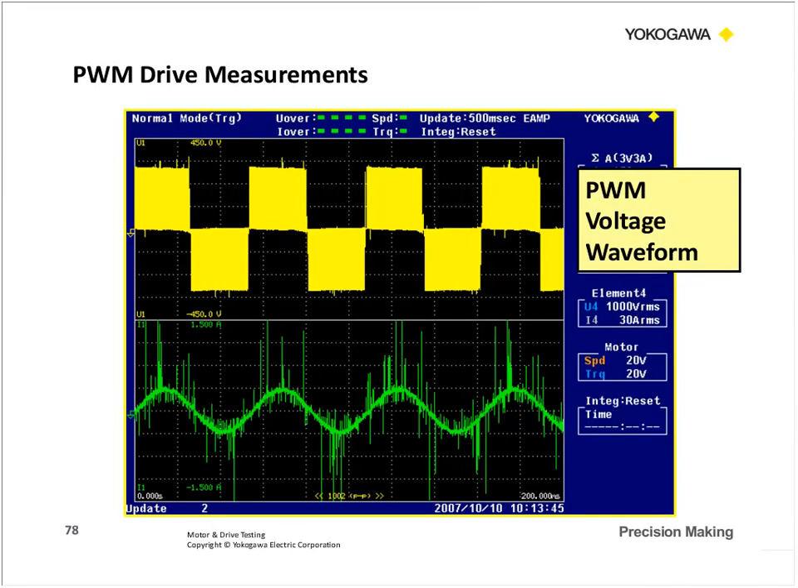So we can look at our PWM voltage waveform. This is our pulse width modulated waveform. It looks like a square wave, but there are pulses in there. And these pulses cause a lot of noise over on the current side. So there are some high frequency spikes. Not a lot of energy in there, but the spikes are there.